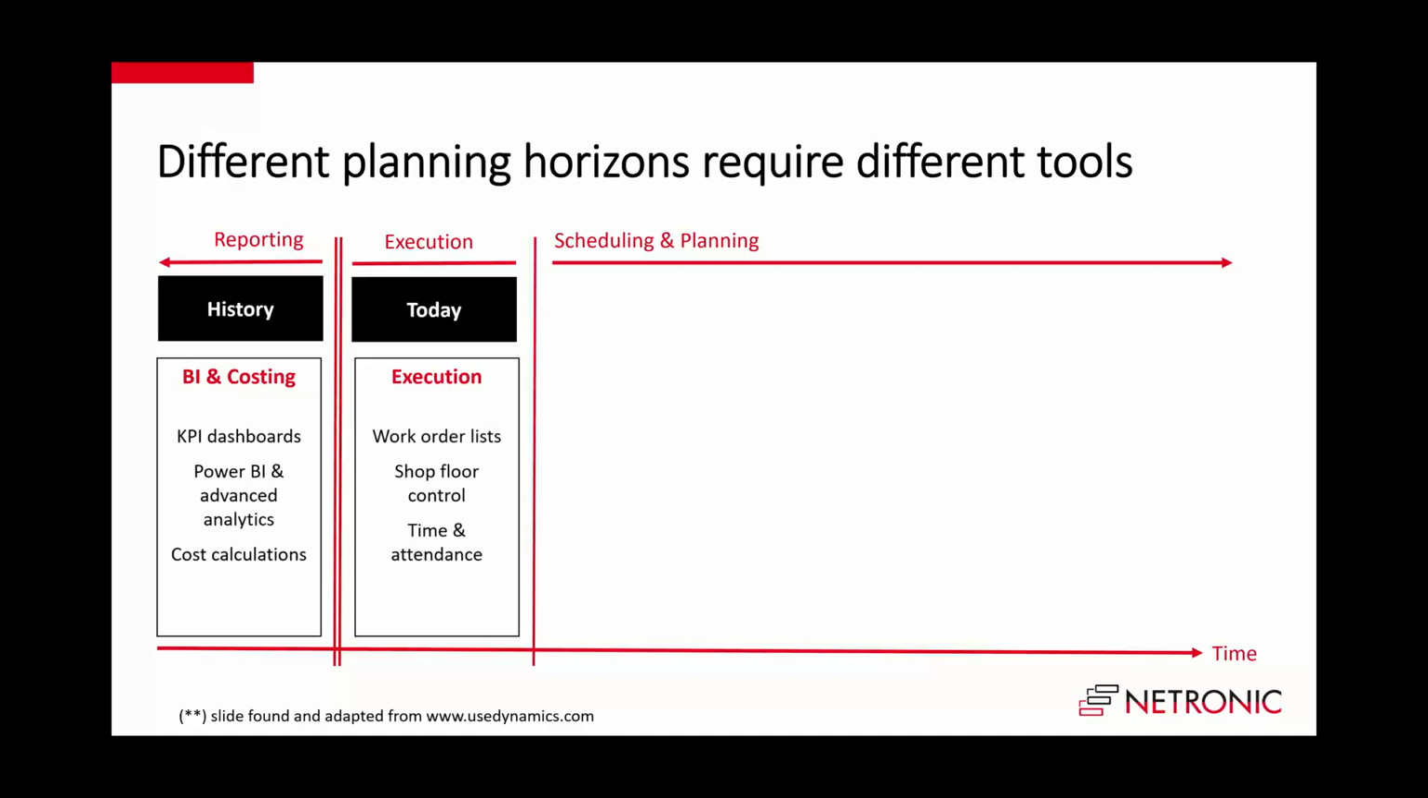Then when it comes to execution, this means executing the current schedule. So people on the shop floor working on the production orders that you as the production scheduler put into the schedule. The tools are work order lists. We may have shop floor control systems, we may have MES systems, we may have time and attendance systems. So everything that helps us get the work done now and capture the data that tells us how we are doing with getting the work done.